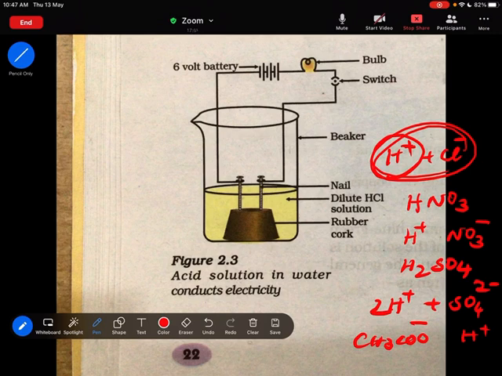Repeat the same activity using alkalis such as sodium hydroxide, calcium hydroxide, etc. Again, the bulb will glow. These are also having ions. So, acids and bases are having ions in common.